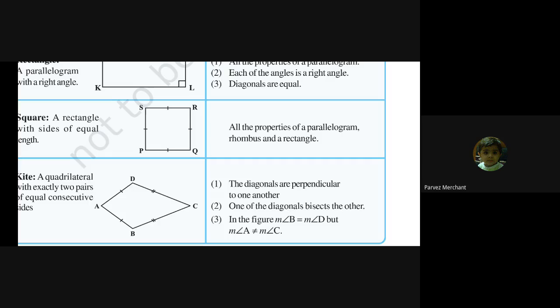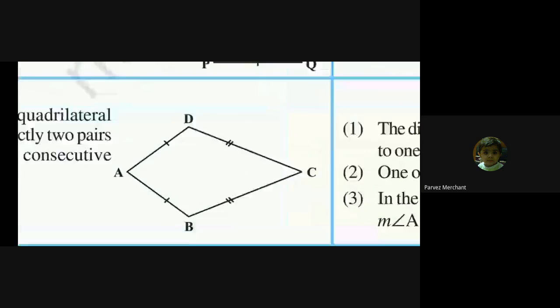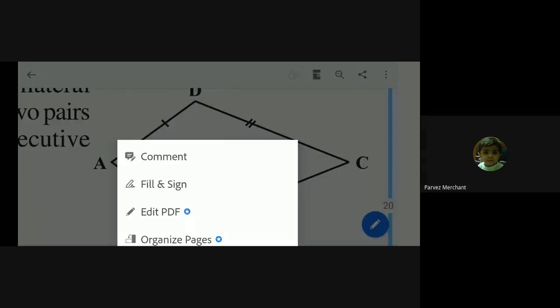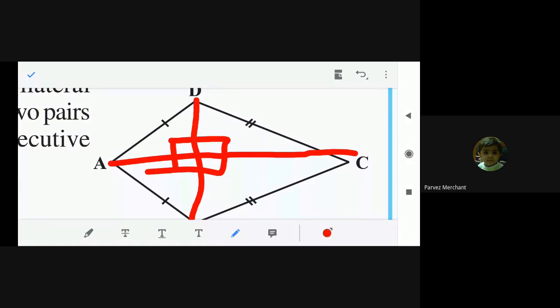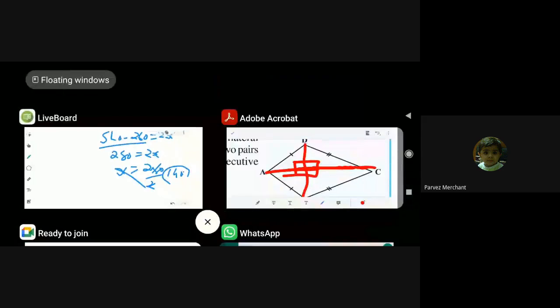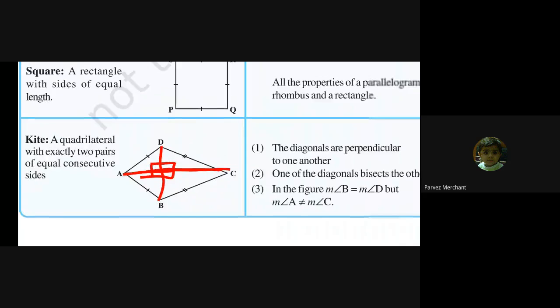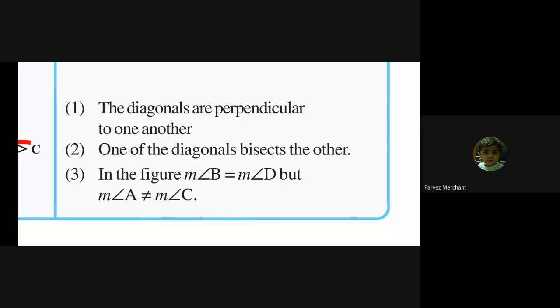Only one diagonal bisects. For example, I am drawing two diagonals, BD and AC. You can see these diagonals are perpendicular, and diagonal AC is not bisected. Bisect means two equal parts. Here we do not get two equal parts, but in diagonal BD we get two equal parts. So in the properties of a kite, please see here: one of the diagonals bisects the other.